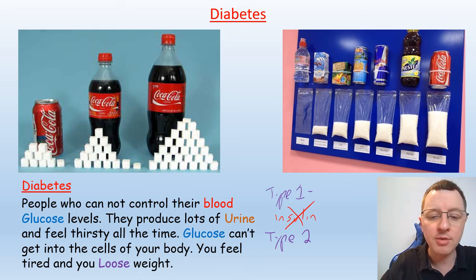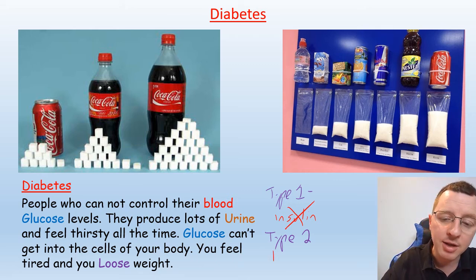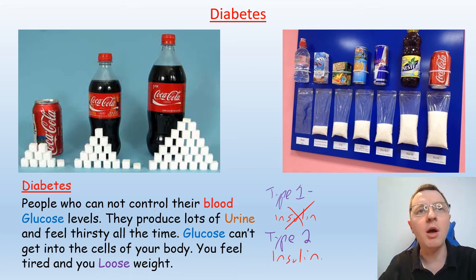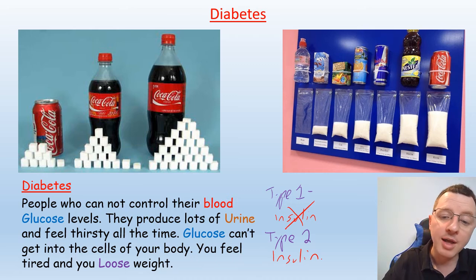And in this case, the pancreas is producing insulin. However, the cells of your body, and in particular the liver cells, are now resistant to the insulin.